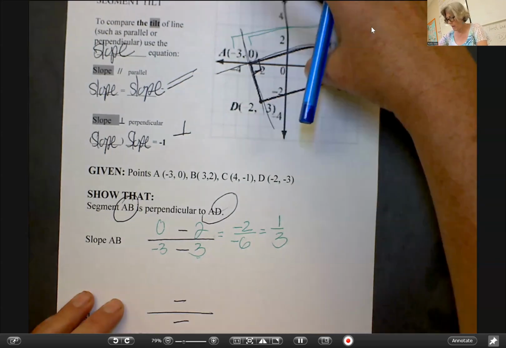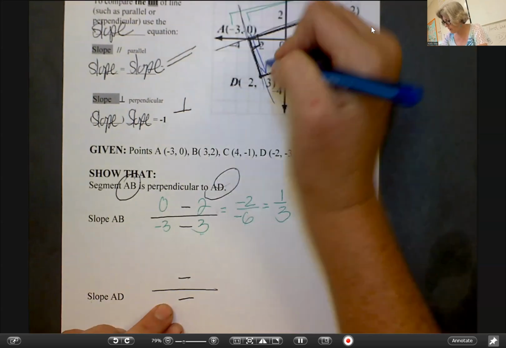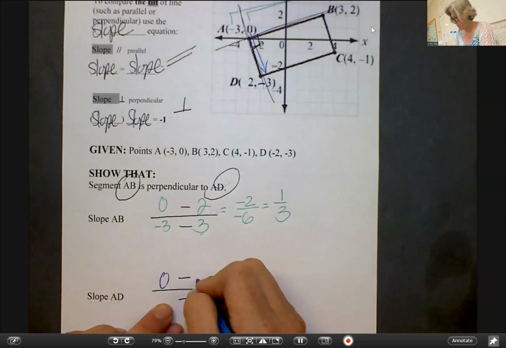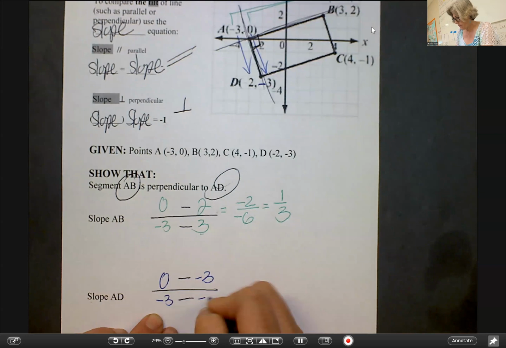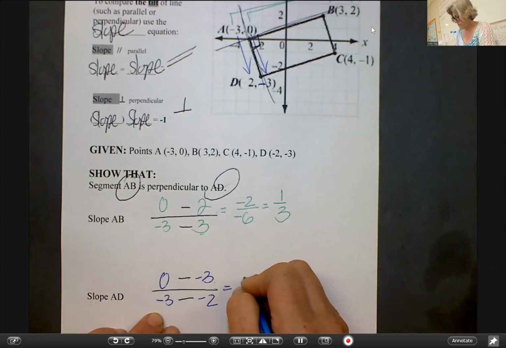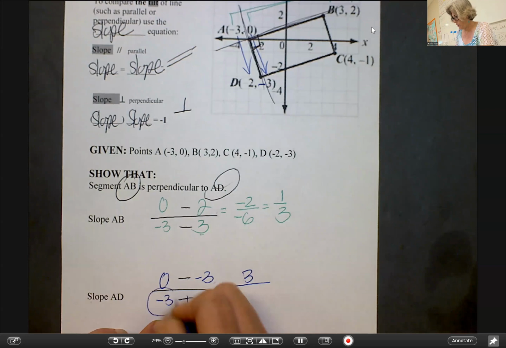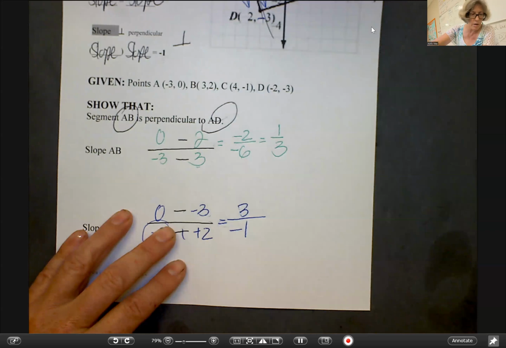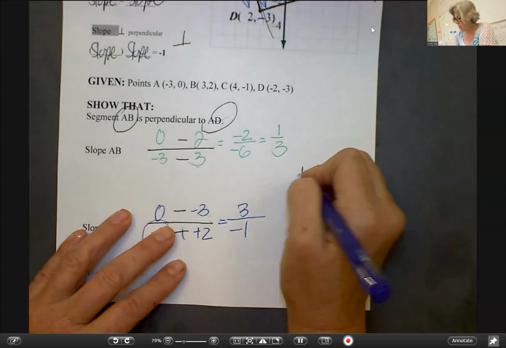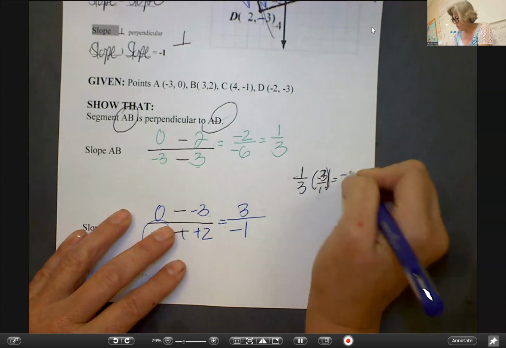Now we're going to do A to D, y minus y. That's a -3 there. X minus x. That's +3 on the top. Double negative makes a positive, but that's negative there, so that's -1. Taking a look here, you can see that 1/3 times -3 over 1 equals -1.